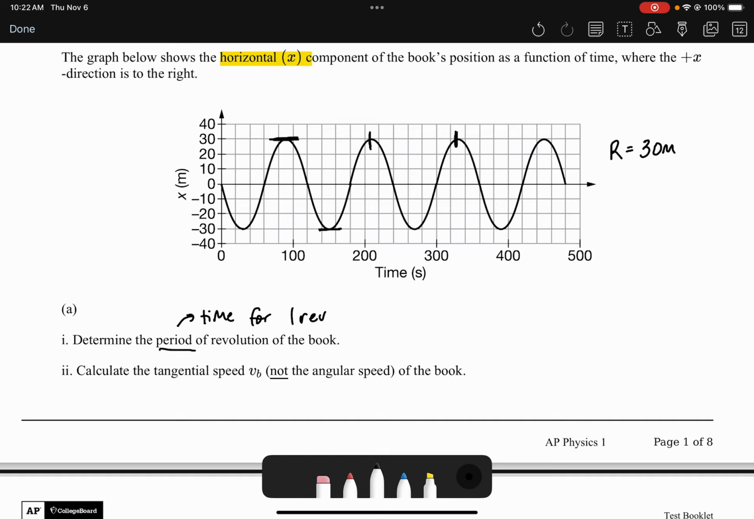So it needs to go all the way around and return to the same position in order to be one complete revolution. Well, if I look at those numbers, T, which is the abbreviation for period of revolution, is going to be 120 seconds. And I just get this from reading the graph.